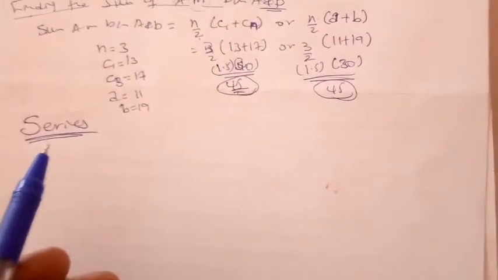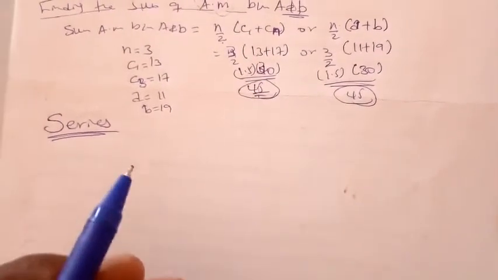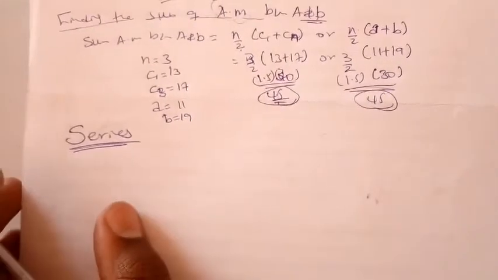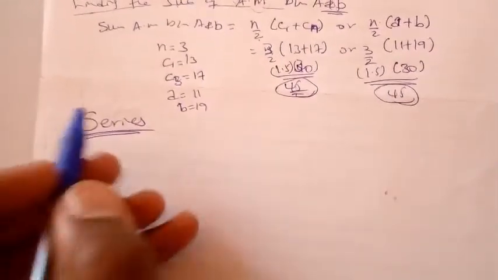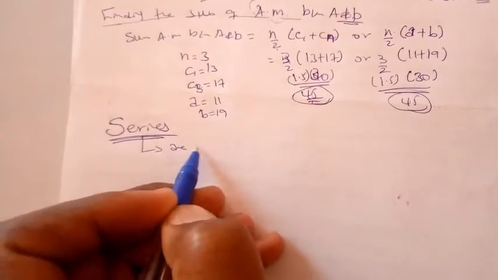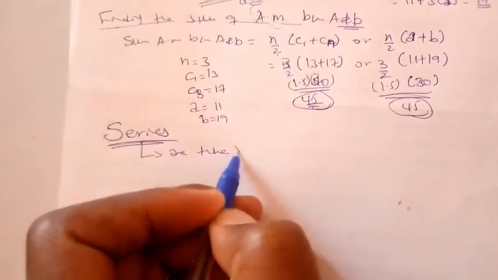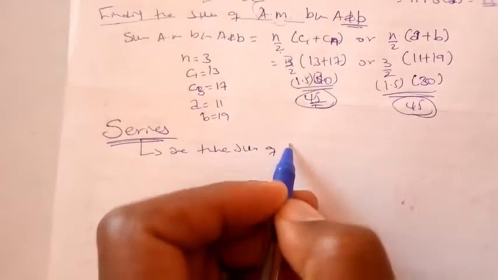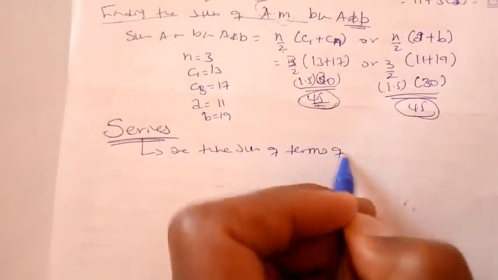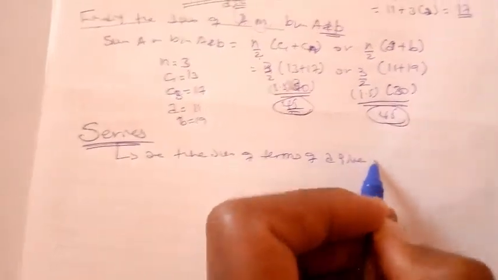So what is series? In our previous class we discussed sequences, and we said that a sequence is a list of things in a rule, and series are the sum of terms of a given sequence.